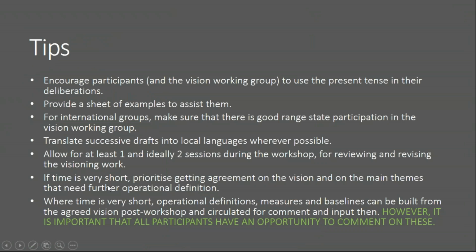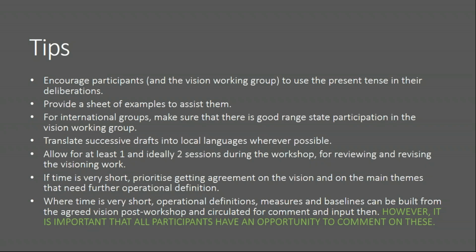Yeah. So this is just a summary of the tips for visioning and defining success. When you're visioning, I think it's always good to encourage participants to use the present tense. It lifts them up into a narrative of what they're going to do, and imagines it all being done. Providing the visioning group with a sheet of examples is something they seem to find helpful.